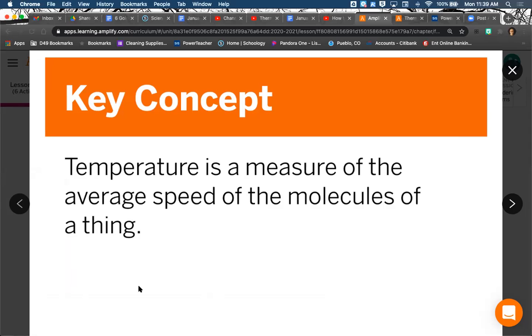Temperature is a measure of the average speed of the molecules of a thing. Okay, well, what's a thing? Well, as Zippy sits behind me, he knows things about stuff. A thing is one piece of stuff. Okay, I think that means matter, right?